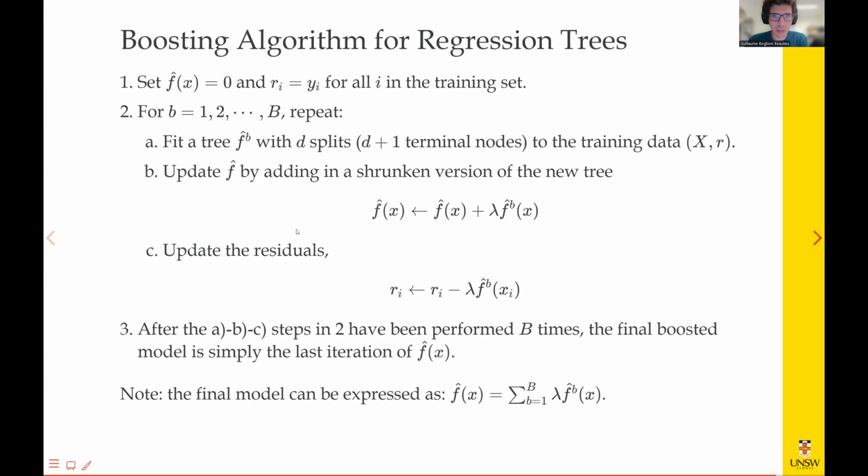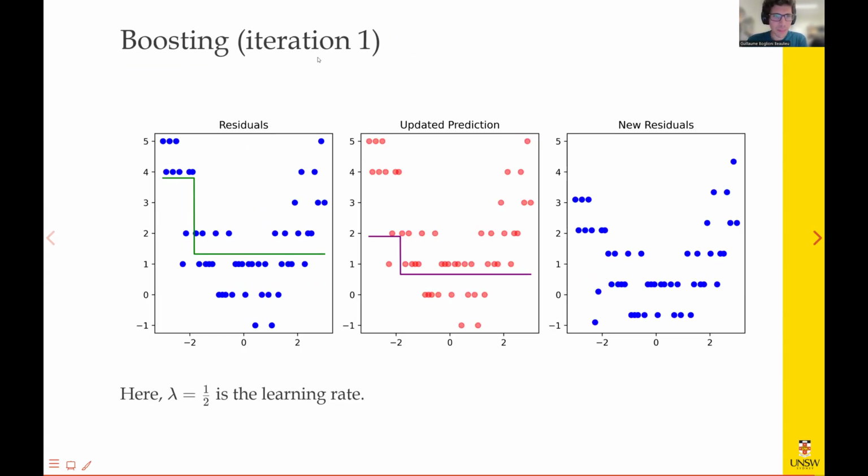Again, if you look at the algorithm, the first time you're going to fit a tree with d splits. Here we're going to have only one split, so we pick d equals 1, to your training data, and the training data is the residuals. You fit the residuals using x, the only predictor in this case. This is what is illustrated here. We fit the first tree, and it finds a best split at this point. All the data points before the split are fitted with this value, and all the data points after the split are fitted with this value. So we fitted our residuals.